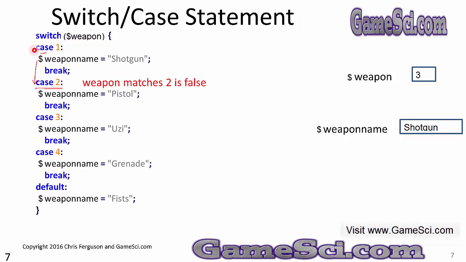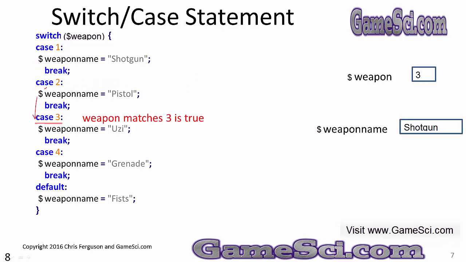So because case 1 did not match weapon, we'll go check case 2. When we check case 2, weapon, which contains a 3, matching case 2 is a false statement. It is not a match. Weapon does not match case 2. So as you would expect, we're going to skip case 2 and go to the next case. The next case happens to be case 3. The value in weapon does match 3. Weapon contains a 3. Case 3, it's a match.